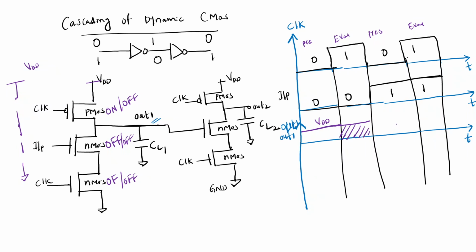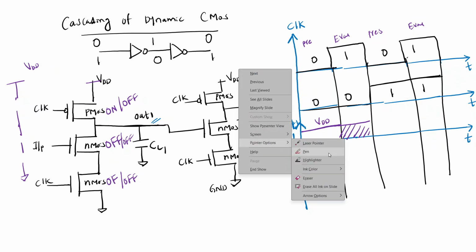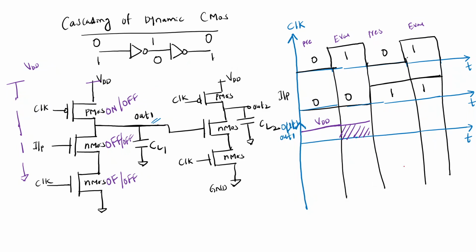After that, during prescale, when the clock is 0 the PMOS will be on and the NMOS will be off, so again the capacitor will charge to VDD. Then when the clock is 1 and the input is 1, during this state the capacitor will slowly discharge.